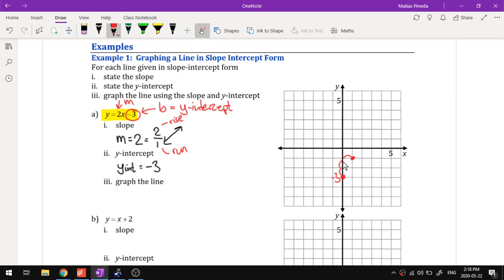We can repeat this if we want to. We can go up 2 and then 1 to the right. Now we only need 2 points to graph a straight line, but we can repeat this to create a more accurate graph if we want to. And then we connect these dots with a line. Put an arrow at the end, indicate that it continues from negative to positive infinity.